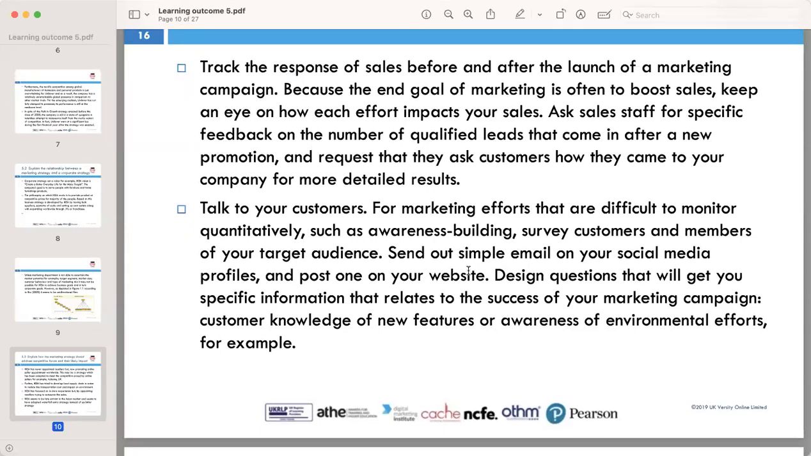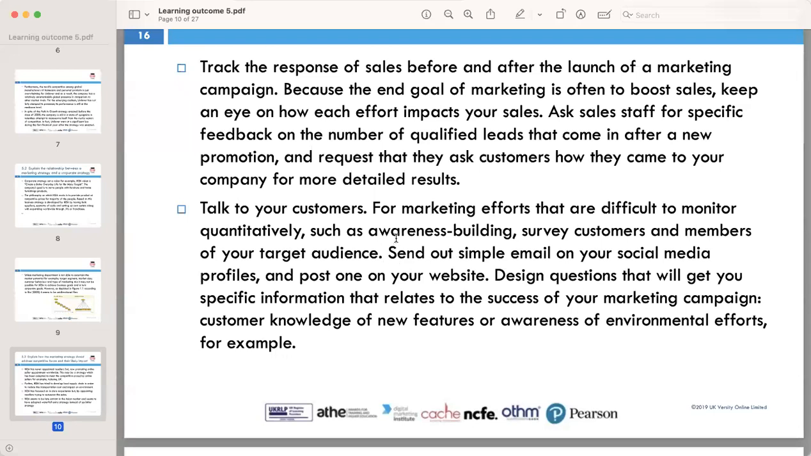Monitor the response of sales both before and after the launch of a marketing campaign, as the ultimate goal of marketing is often to boost sales. Closely observe how each effort influences your sales figures. Consult your sales staff for specific feedback regarding the number of qualified leads generated after a new promotion. Also encourage them to ask customers about their reasons for choosing your company to gather detailed insight.